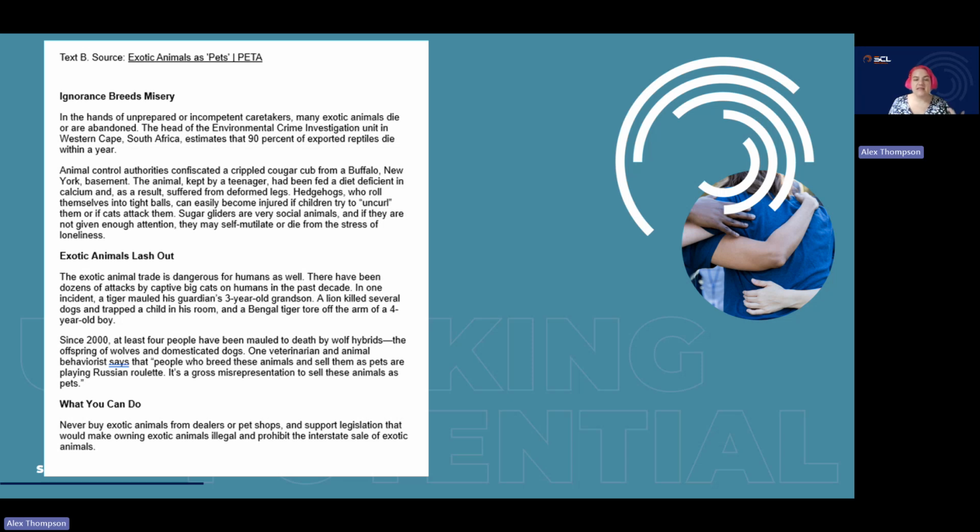Now, in this case, the article is entitled Exotic Animals as Pets. Ignorance breeds misery. In the hands of unprepared or incompetent caretakers, many exotic animals die or are abandoned. Okay, so already we know from the first sentence their perspective towards people owning these animals is negative. The head of the Environmental Crime Investigation Unit in the Western Cape, South Africa, estimates that 90% of exported reptiles die within a year.